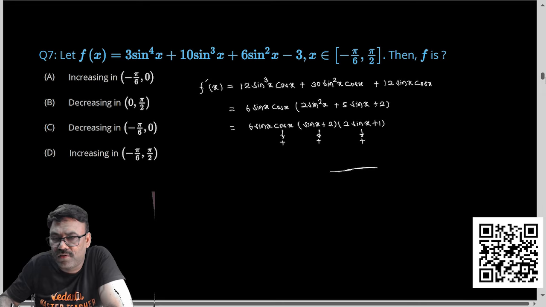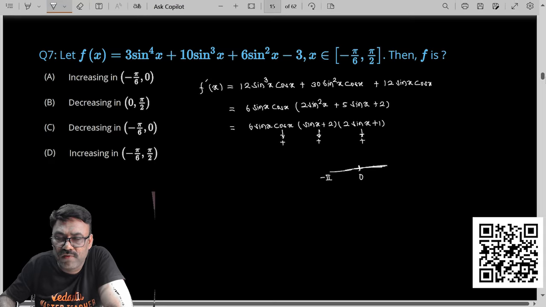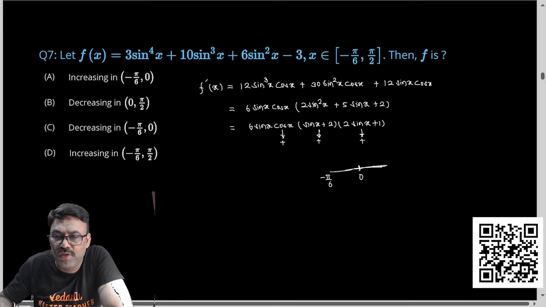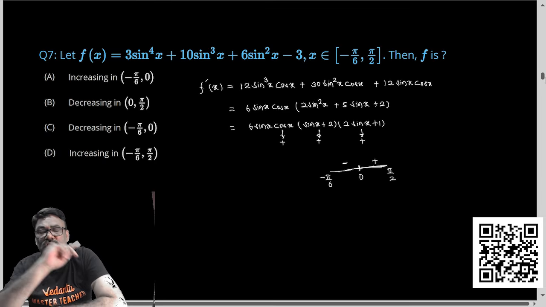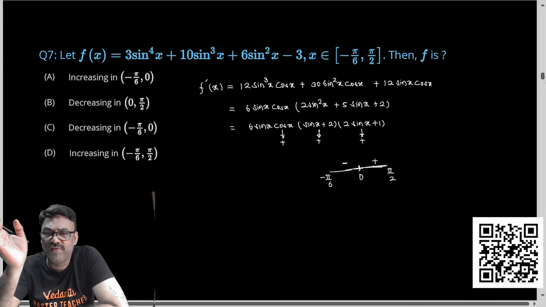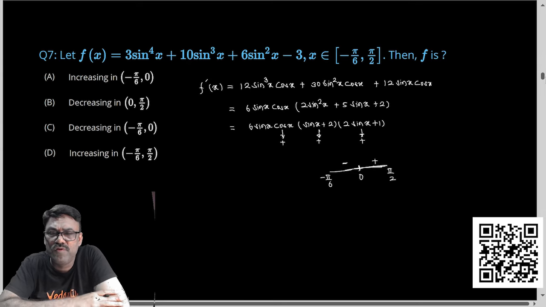The first term only, sine x. And sine x changes its sign at 0. Between minus pi by 6 and 0, it is negative. And between 0 and pi by 2, it is positive here. So your function will be decreasing in minus pi by 6 to 0 and increasing in 0 to pi by 2. So see which option is correct.